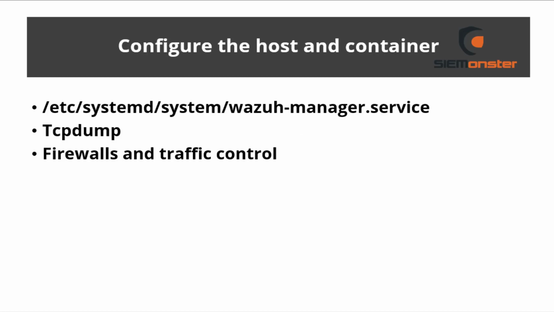So the first step is to adjust the container service to allow for the traffic flow to get into the environment. Some of the tools that you will need to have for testing purposes is tcpdump. This is already installed on the host. You can install this inside the container very simply by using apt install tcpdump. As well as you need to look at your firewalls and traffic control measures that you've got between the source for the syslog and the destination for the syslog.